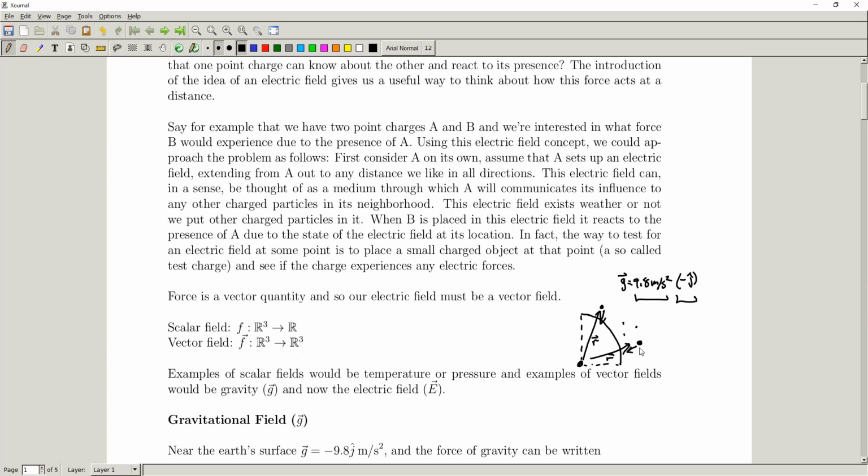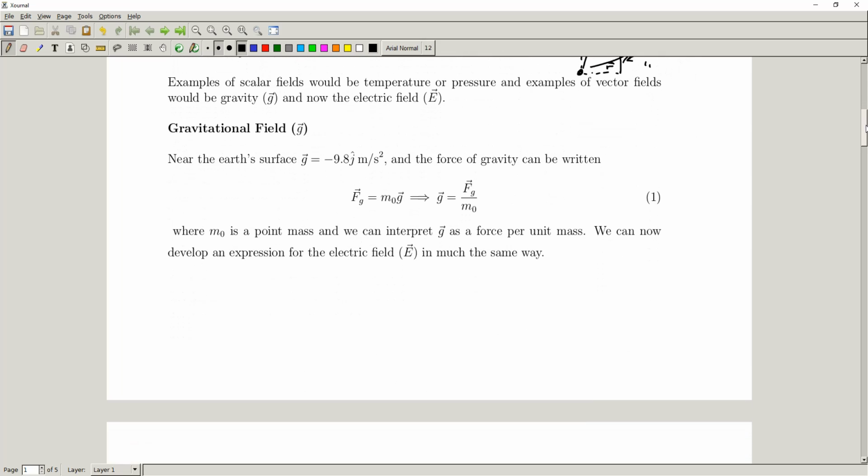I can choose any point anywhere in the vicinity of our Earth here, and I can draw a position vector out to it, and it'll give me back a vector which will give me the magnitude of the gravitational acceleration there and the direction of it, okay? And that's the difference between a scalar field and a vector field. We're going to be working with the electric field, which is a vector field. So at every point we need to be getting back a magnitude and a direction.